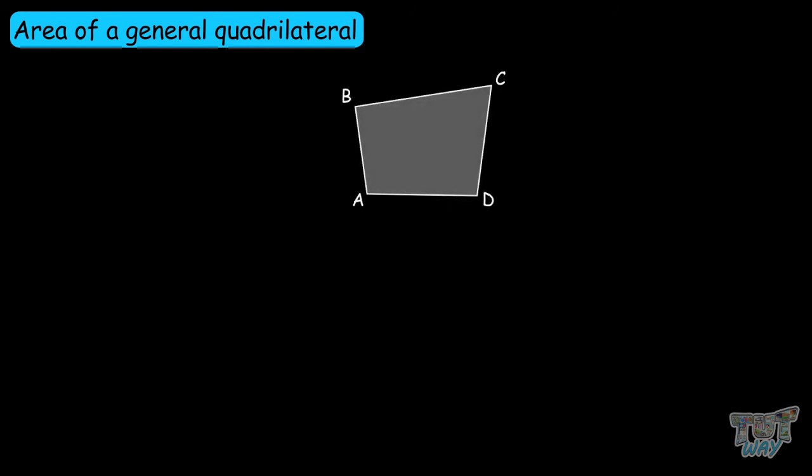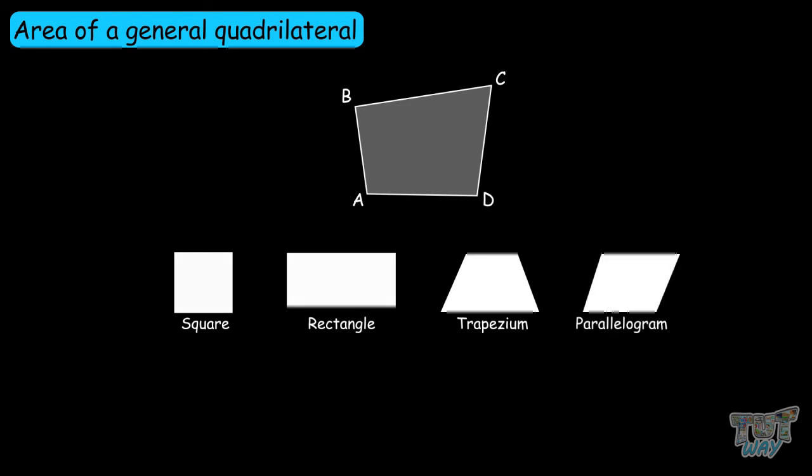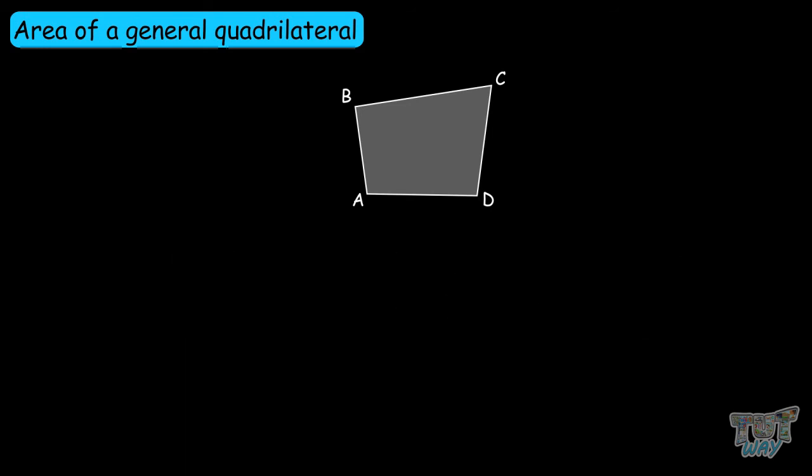Here we have a general quadrilateral ABCD, which means neither a square, a rectangle, a trapezium, nor a parallelogram. It is just a general quadrilateral. Neither of it has parallel sides or equal sides. How do we find the area of such a quadrilateral?